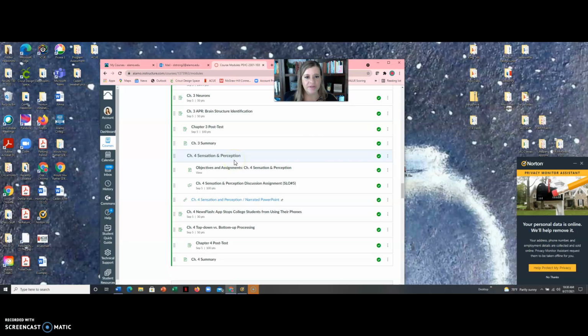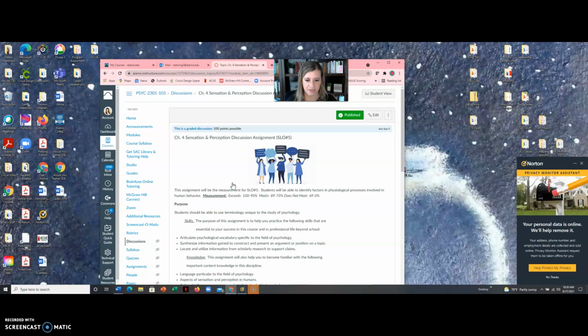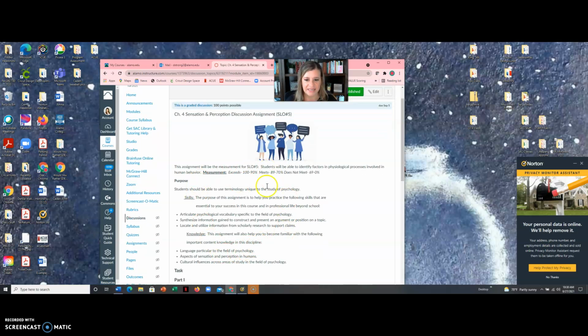And then chapter 4 is on sensation and perception. So in addition to a couple of assignments in Connect and your chapter 4 post-test and quiz, you also have a discussion question over chapter 4. As I open this discussion question here, I want to make sure that you're looking at these elements. Remember, any discussion question, your classmates can see your response. So this is to be interactive. This is to share information that you've learned about chapter 4 with your classmates, just like if we were having a discussion in class together.